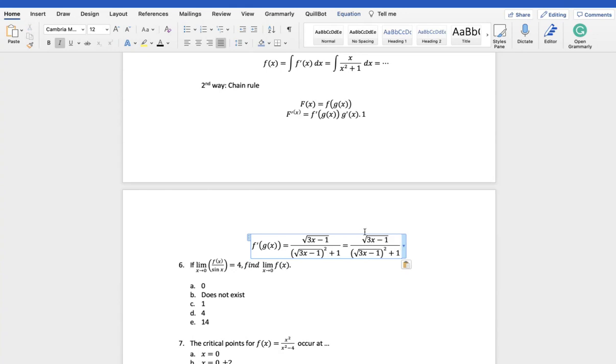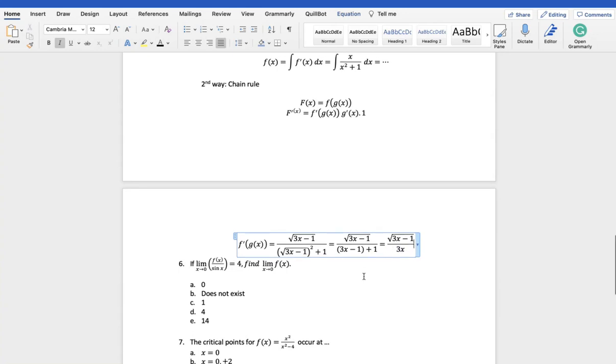And then what you get, if you were to rewrite this, is in the numerator, the square root of 3x minus 1 stays. In the denominator, the square just becomes 3x minus 1, right? And this is then equal to... the minus 1 and the 1 will just cancel. So in the denominator, you'll just have 3x left, right? So that's the first part of the derivative.